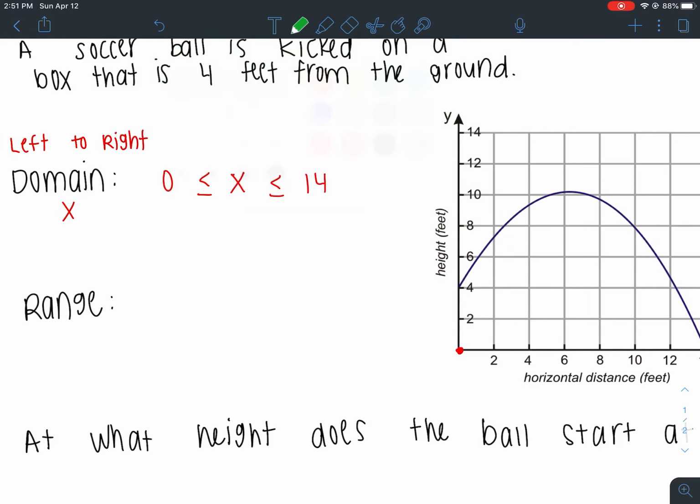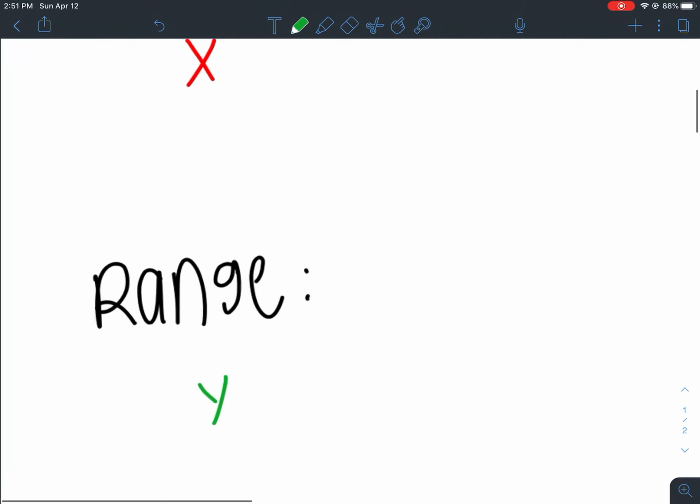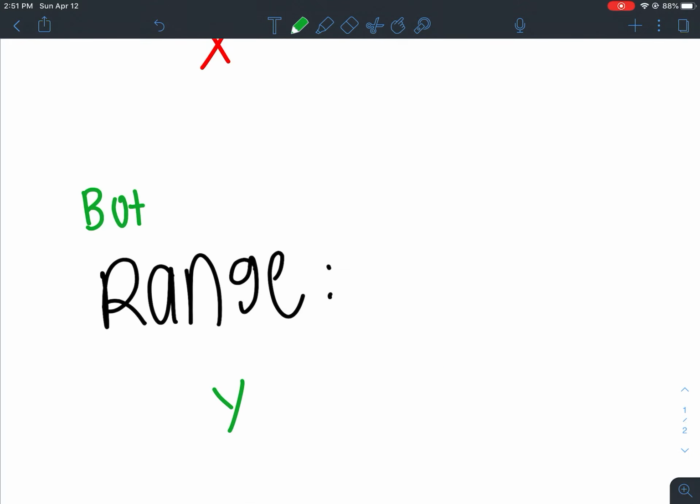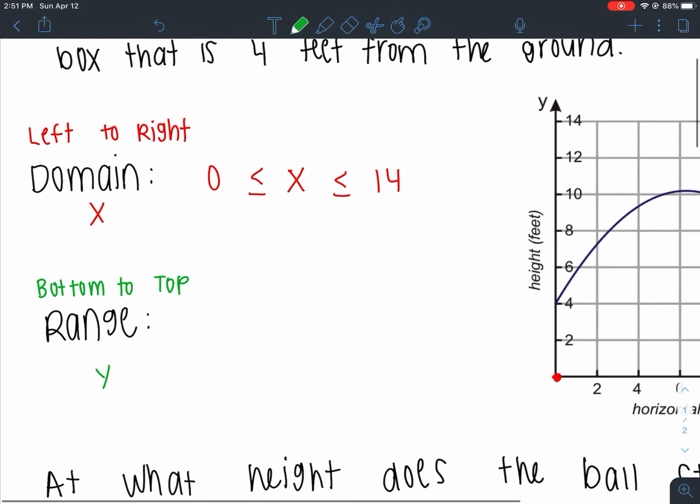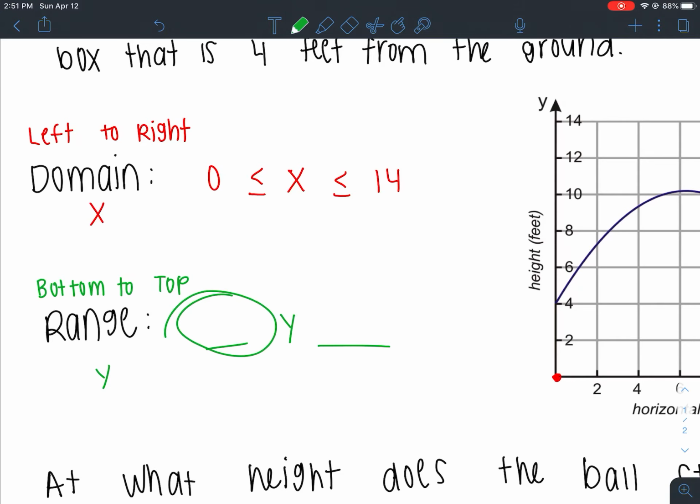For your range, it is your y values. For range, you always want to go from bottom to top. The reason is that you always want to start small and then get bigger. Again, with range, we're going to be restricted. This is a real world problem. It's not going to go all real numbers on us. So we're going to have y in the middle, and two numbers to the left and to the right. You always want to start on the left side, so that's going to be bottom to top.